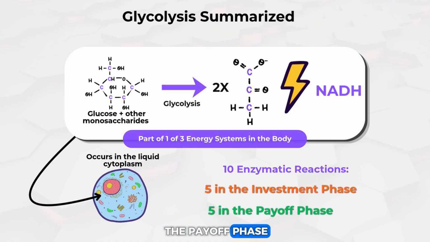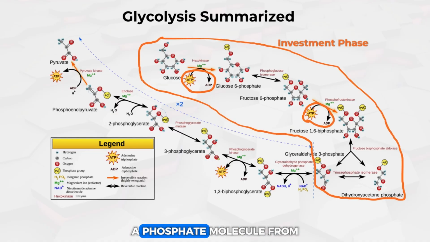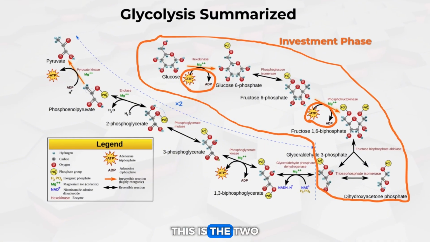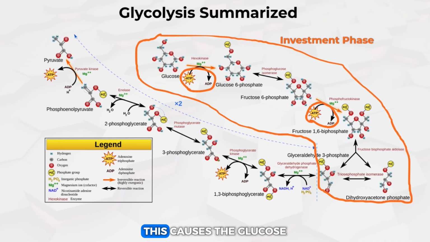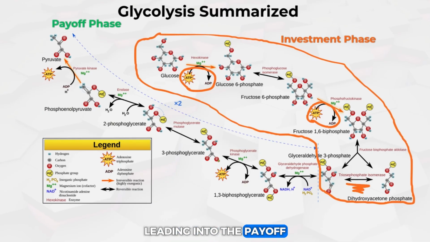and the payoff phase. In step 1 and 3 of the investment phase, a phosphate molecule from ATP is added to the glucose. This is the 2-ATP investment. This causes the glucose to split into 2 molecules, leading into the payoff phase.